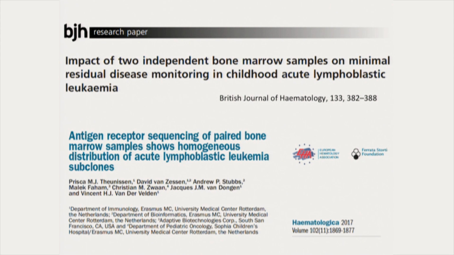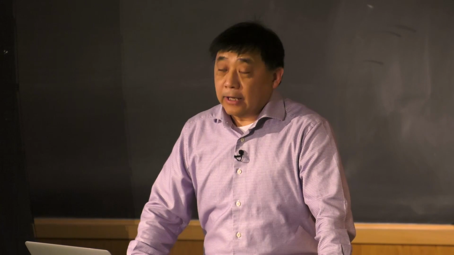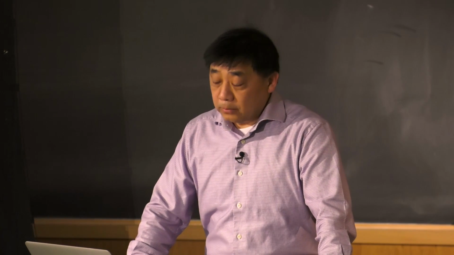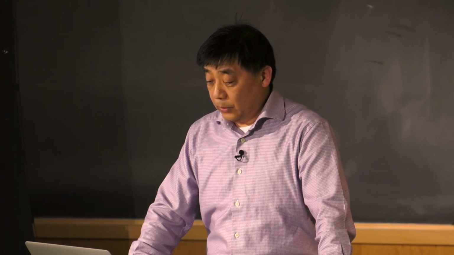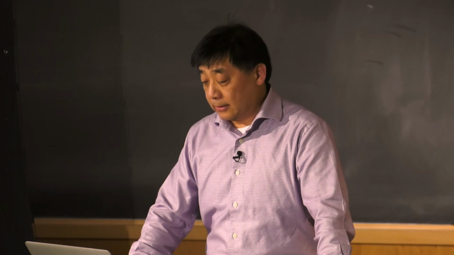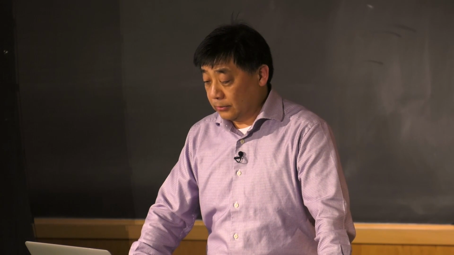There's a study published by a Dutch group, and they have done a very nice paper. They demonstrate the homogeneous distribution of the neoplastic cells in bilateral sampling as well as compared to the peripheral blood. And this type of study has not been performed in AML. So whether it's worth doing a similar kind of study, that's still debatable.